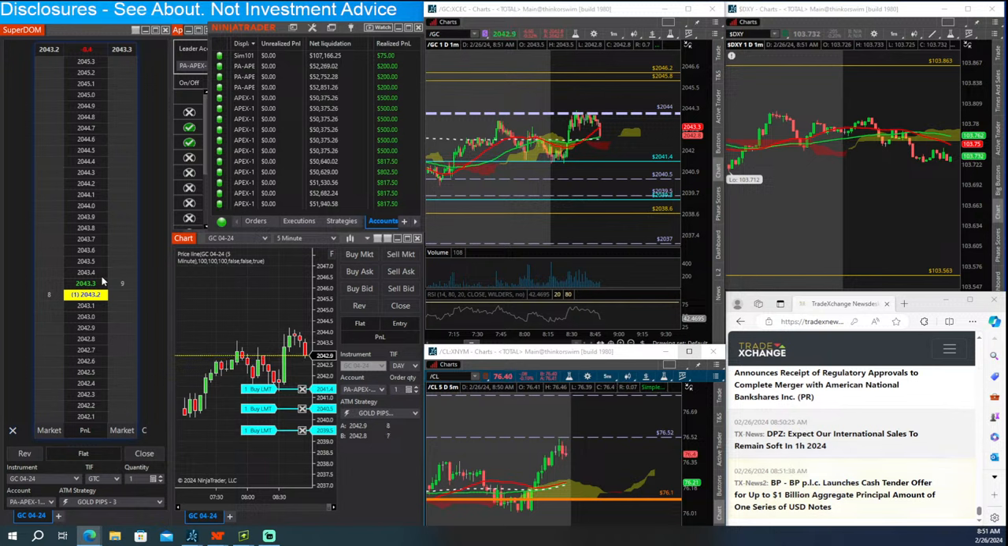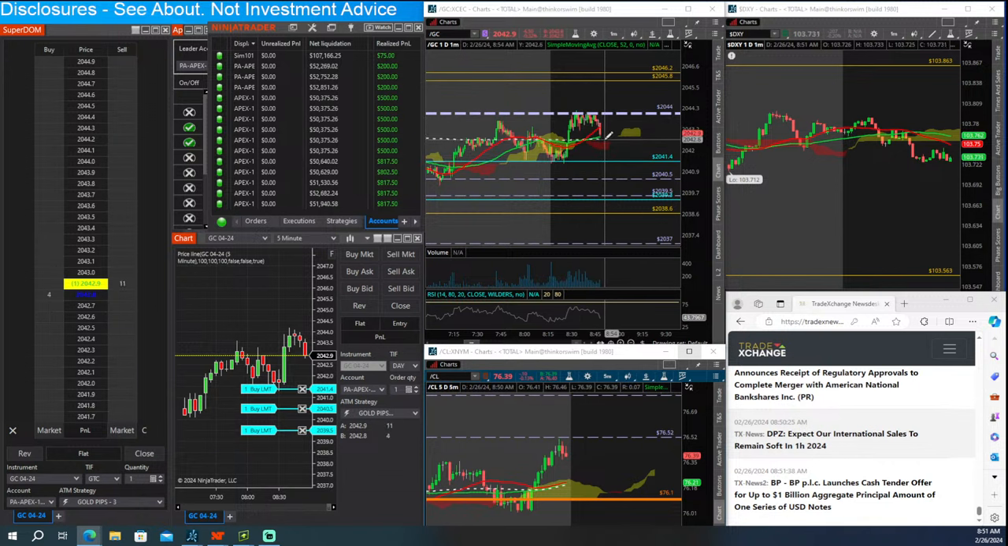Yeah, Landon used GLD. I tried that, but I prefer using it directly in the futures. It works fine. I mean, you can see right here the accuracy. Right off that level, you can't get more accurate, and there's the downside.